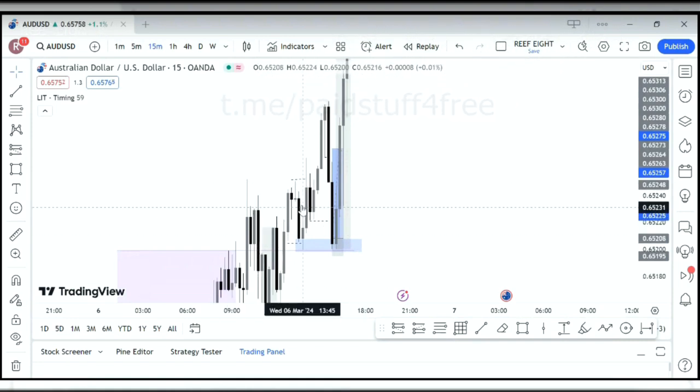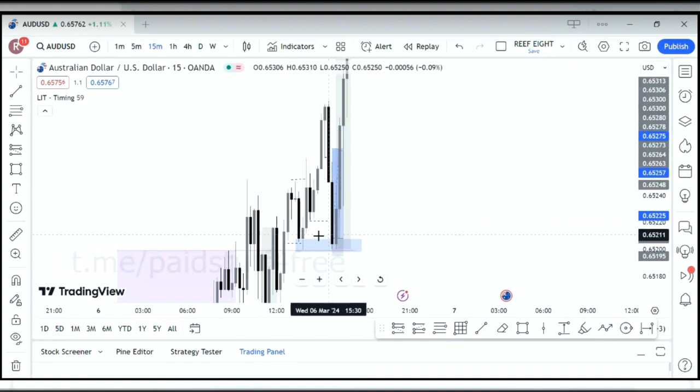Not every unmitigated wick has a meaning. Now like this one, someone else would have taken this one. They say you take the closest POI to the liquidity, but this is not an unmitigated wick.